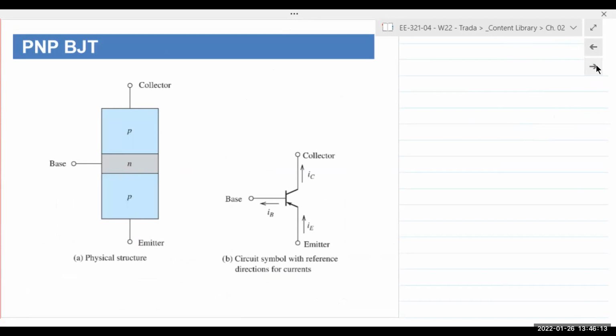So far we're discussing NPN transistors. I just want to briefly bring up the PNP transistor. A PNP transistor is exactly the same, no difference whatsoever. The only thing is it now has an N junction sandwiched between two P junctions. The physical makeup is exactly the same.